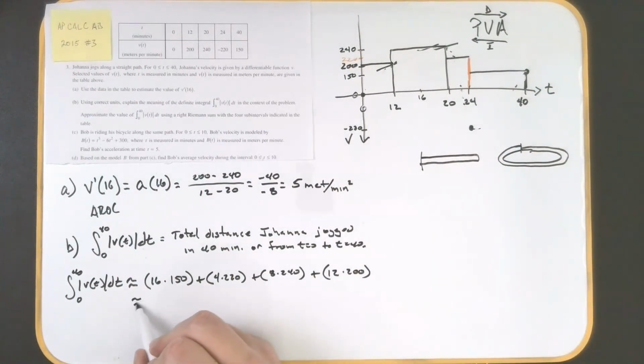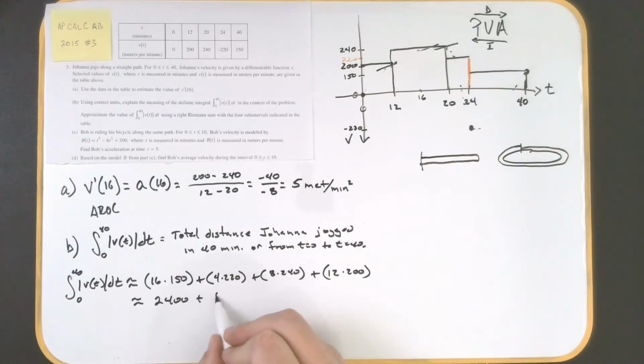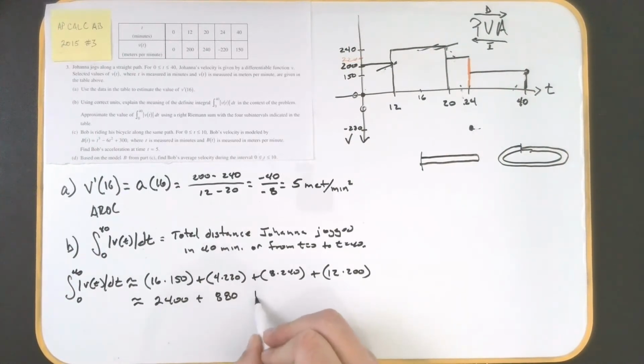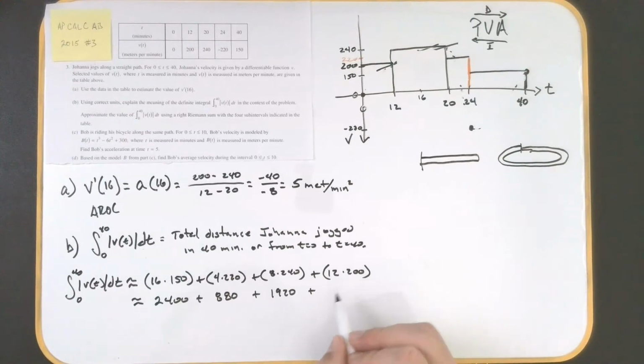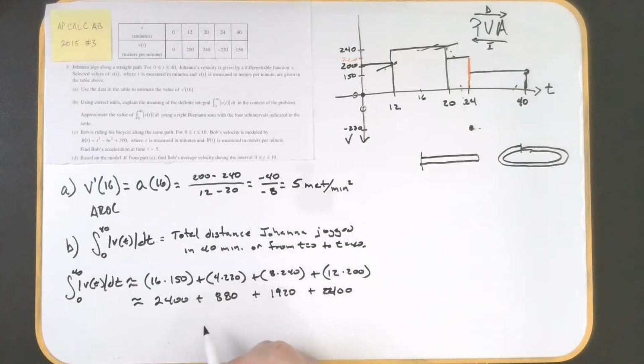So now we just have a little tedious math to do here. 16 times 150, that's going to be 2400. Plus 4 times 220, that's going to be 880. Plus 8 times 240, that's going to be 1920. And then 12 times 200 here, we're going to have 2400. And if we add all of those up, we're going to get 7,600 meters.